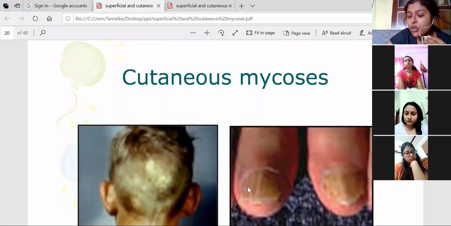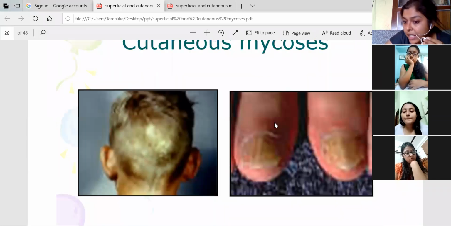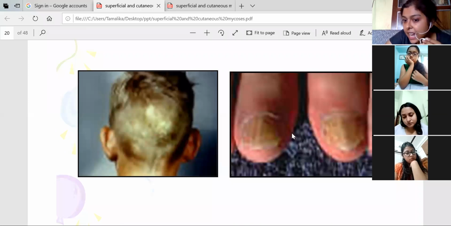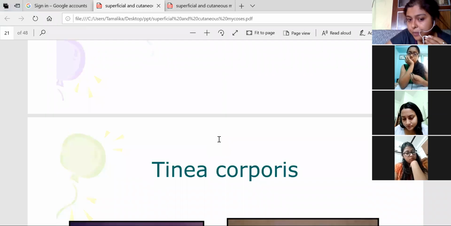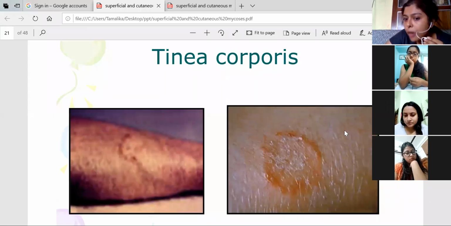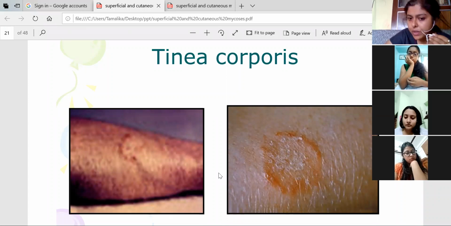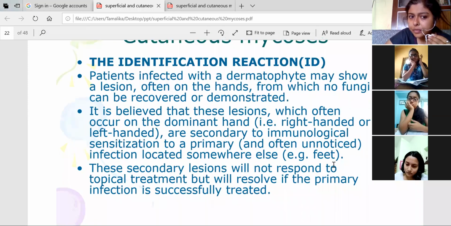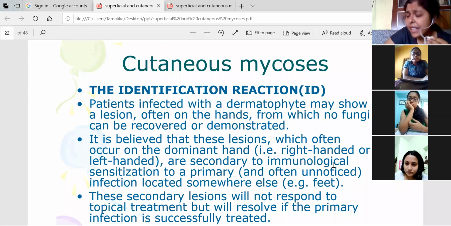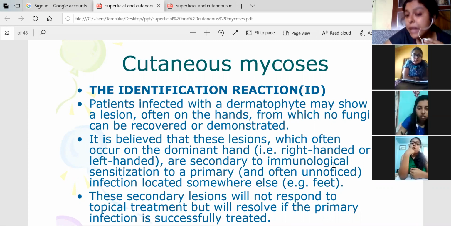So can you see this cutaneous mycosis? You get to see the nails. These nails are degraded. You get to see the hair. You get to see a white patch on the scalp. So this is your tinea corporis, a lesion on the skin, on any part of the skin. It may be hand, it may be leg, it may be anywhere in the body. This is tinea corporis. There are many other tinea groups, like tinea unguium. Tinea unguium is the one in which the nail is affected.